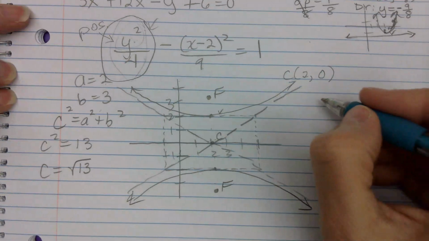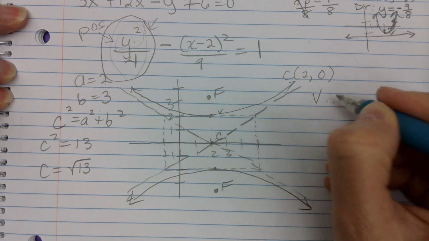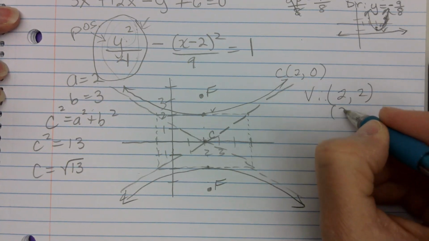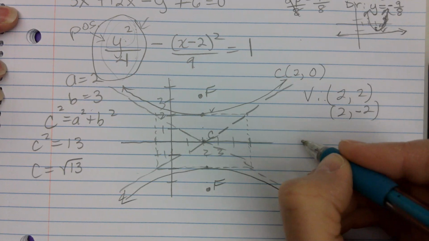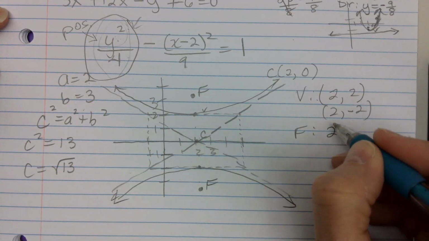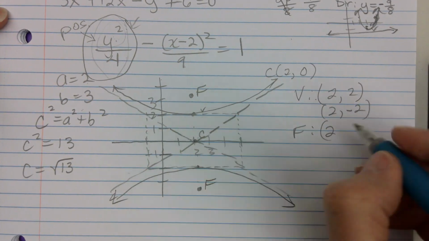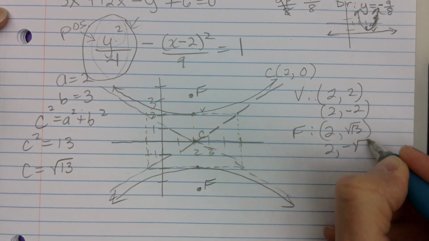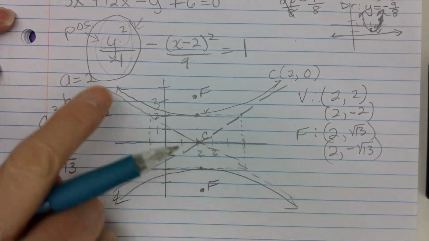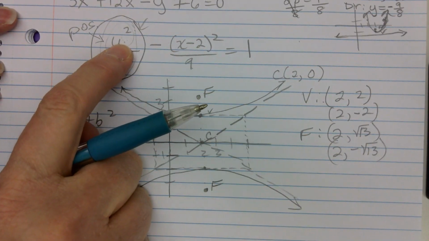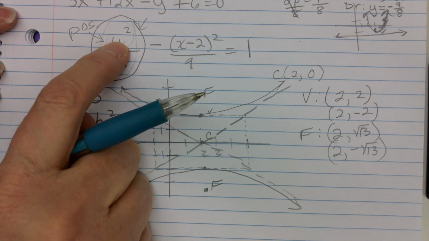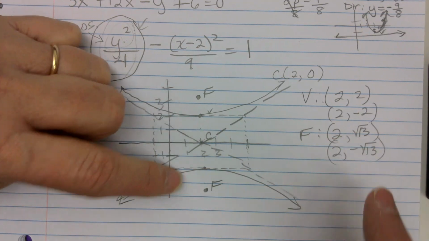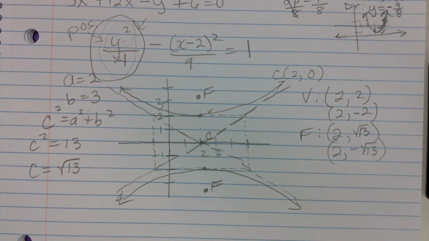But I could ask you, so what are the two vertices? 2, 2. 2, negative. What are the foci? 2, root 13, and 2, negative root 13. Now, that was only because this was a 0, right? If that had been a 1, y minus 1 quantity squared, you would have said 1 plus root 13 and 1 minus root 13. Does that make sense? Yes.